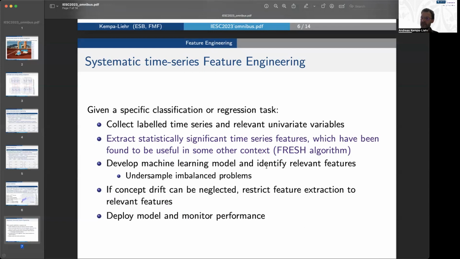However, in many applications, especially in engineering and medical applications, we observe that we have imbalanced data sets. In this case, we found that undersampling the problem works quite well. Training the algorithm on the undersampled problem gives quite powerful classifiers.